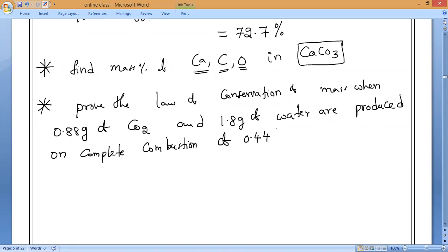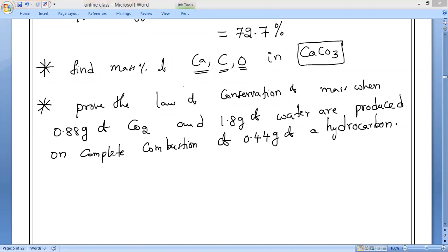Produced on complete combustion of 0.44 grams of a hydrocarbon. So hydrocarbon means we don't know which one. It may be methane, ethane, propane, butane, pentane, hexane, heptane. We cannot predict it, so they are not saying that. They are just saying a hydrocarbon.